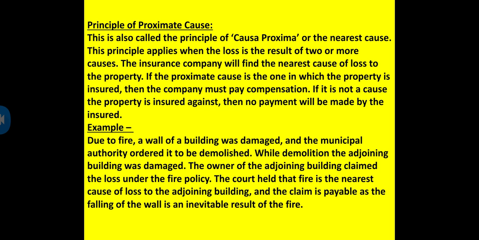Example, due to a fire, a wall of the building was damaged and the municipal authority ordered it to be demolished. During demolition, the adjoining building was damaged. The owner of the adjoining building claimed the loss under this fire policy. The court held that fire is the nearest cause of loss to the adjoining building and the claim is payable, as the falling of the wall is an inevitable result of the fire.